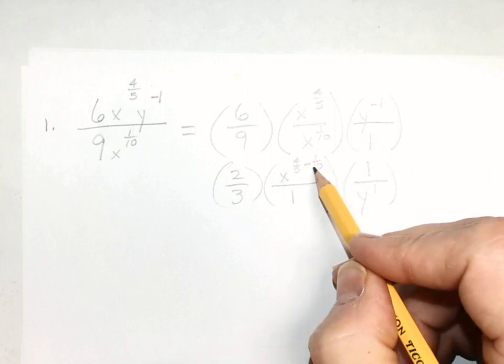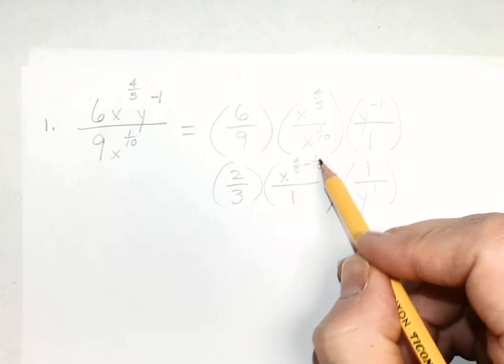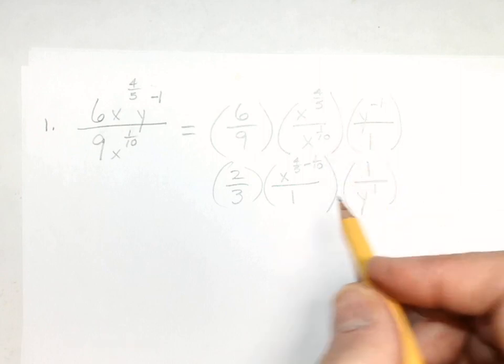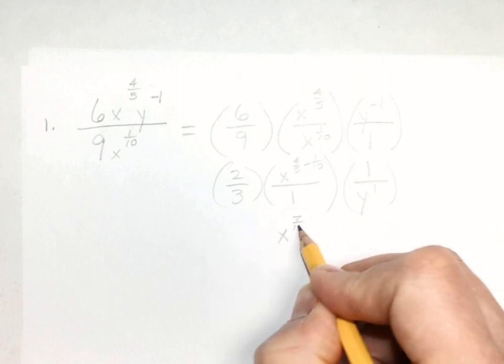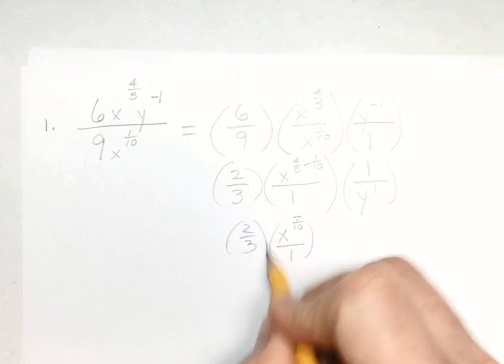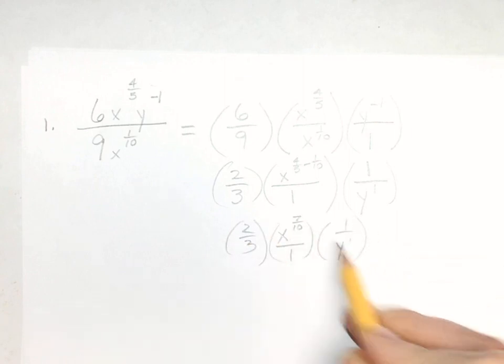So if I actually subtract those, remember you can use your calculator. 4/5 minus 1/10. Math, enter, enter. And that's going to be x to the 7/10. Okay, so now at this line you can see that all of my exponents are positive.